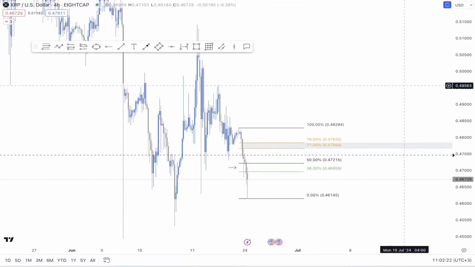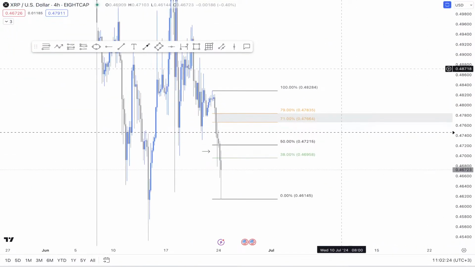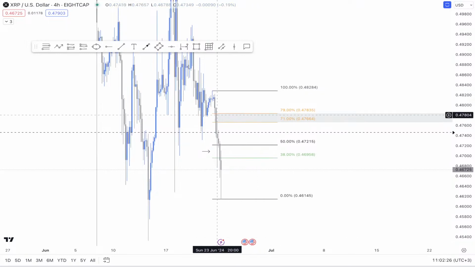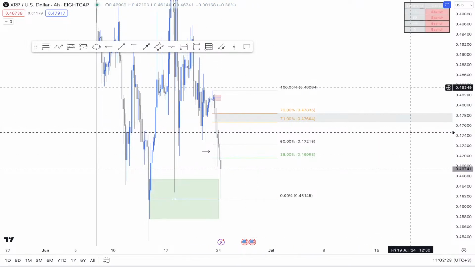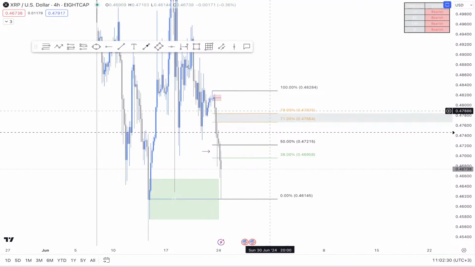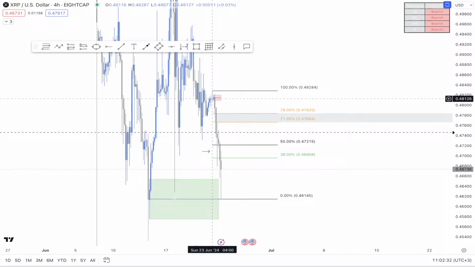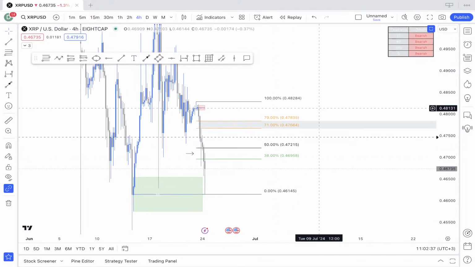XRP looking super similar to Ethereum and Bitcoin. Aggressive bearish break, fair value gap lining up perfectly with the point of interest. Trader graph is fully bearish, and we also have this bearish trader order block as well. And of course, now the last thing that we need to wait for is a corrective pullback.